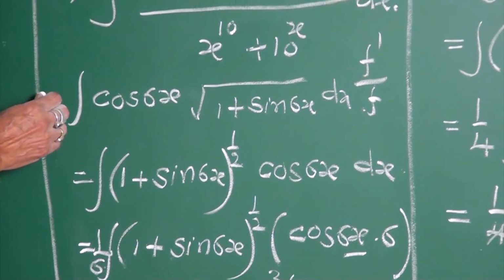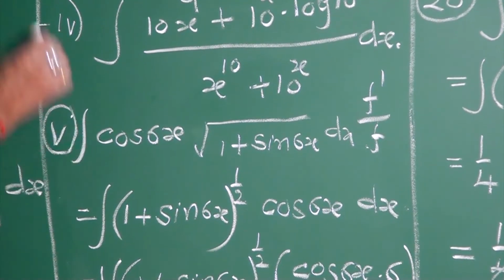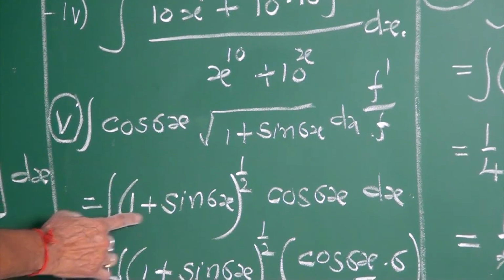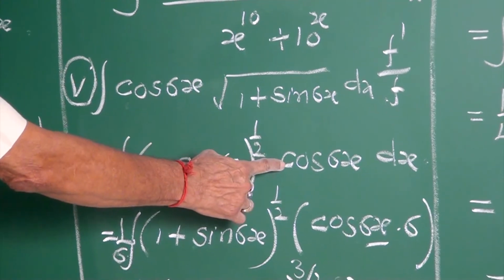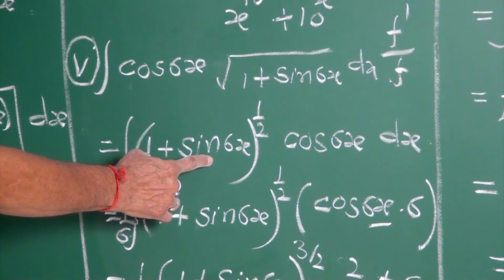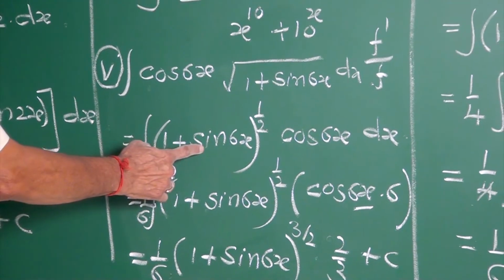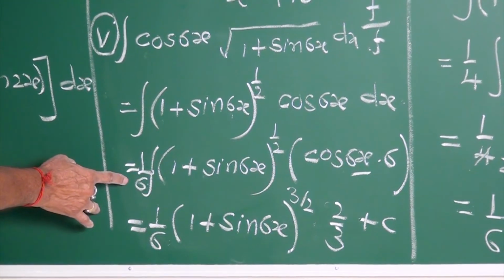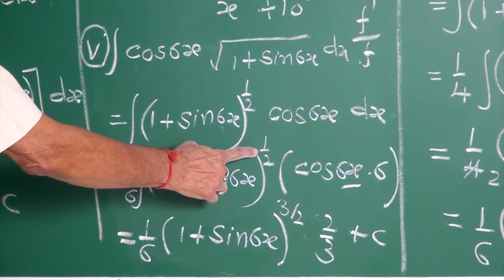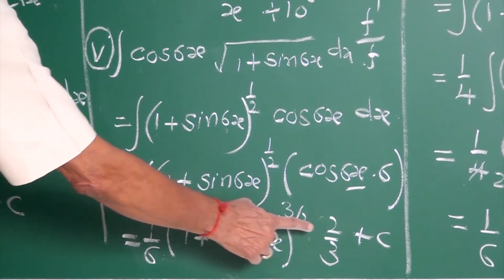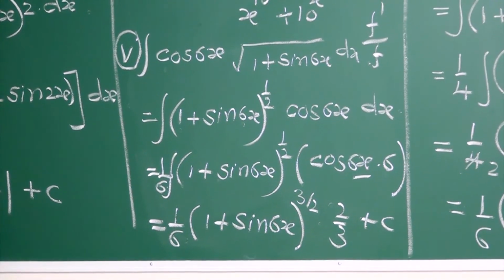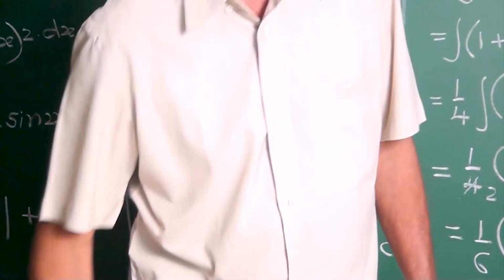This, my friends, is the 5th example. Cos 6x, root is 1 by 2. What is the derivative of 1 plus sine 6x? 1 is 0. Cos 6x into 6. The 6 is not there, so adjust 1 by 6. Half plus 1 is 3 by 2, reciprocal, plus c. Yes, my friends.